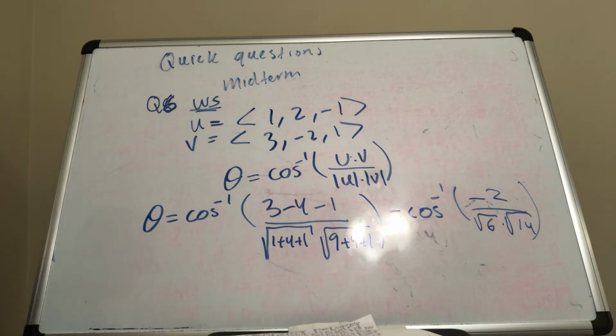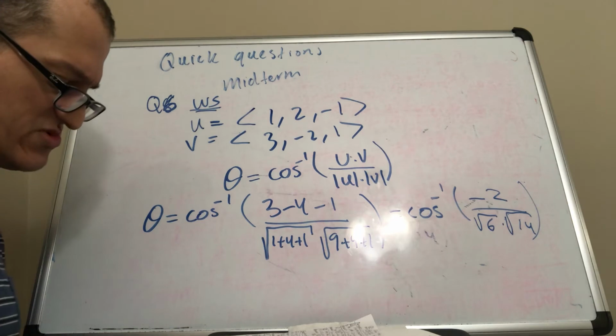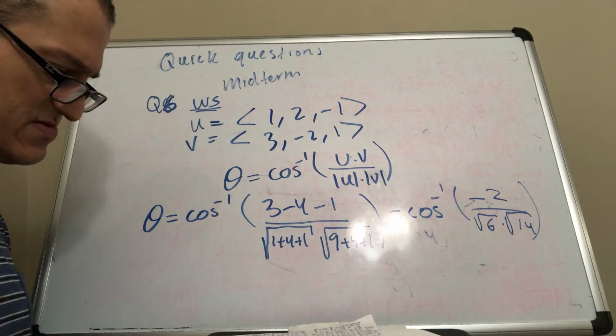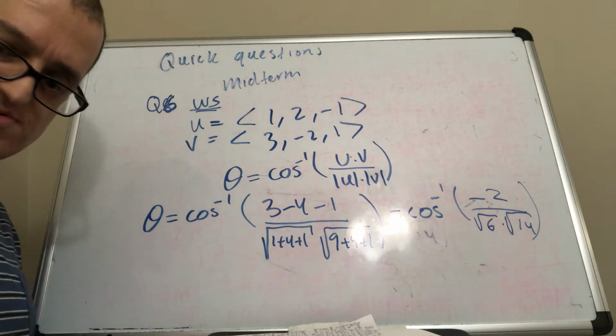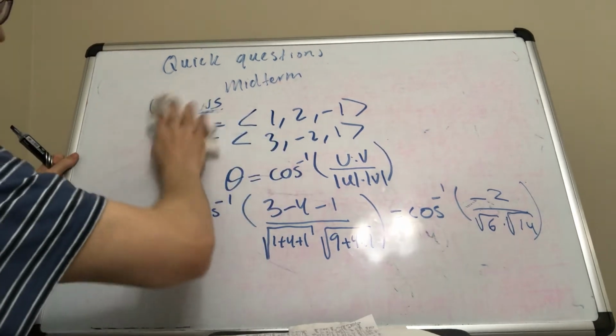Another I consider quick question is question 7, for example. Question 7 would be points of intersection. Worksheet, question 7.